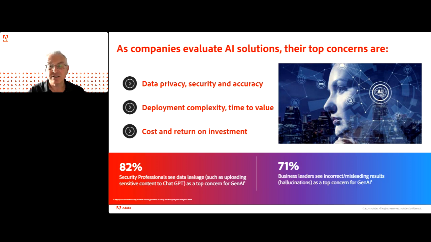71% of business leaders are concerned that you get incorrect or misleading results. These are known as hallucinations. And this is, again, a top concern because AI is learning and it's learning from the information that it's being able to get hold of.